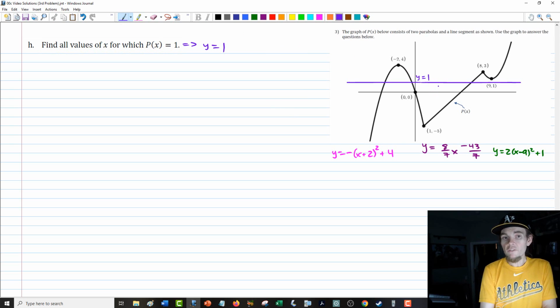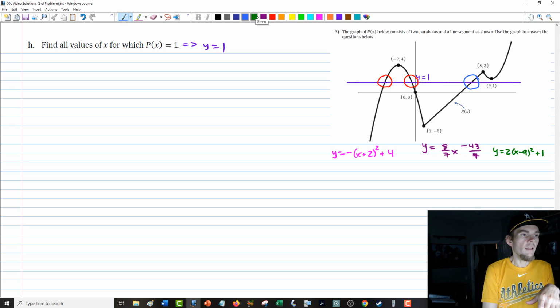What we want are all the x values where there is an intersection point, meaning where the graph of y equals 1, or p of x equals 1, crosses the graph of p of x. And the cool thing is, I see that multiple times. I see one such intersection here, and a second intersection here, both on that parabola on the left side. Likewise, I see an intersection here on the line. So we'll get to that.